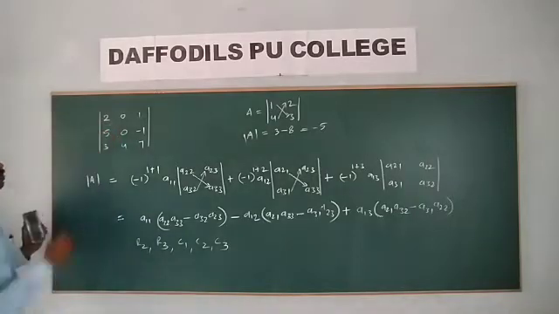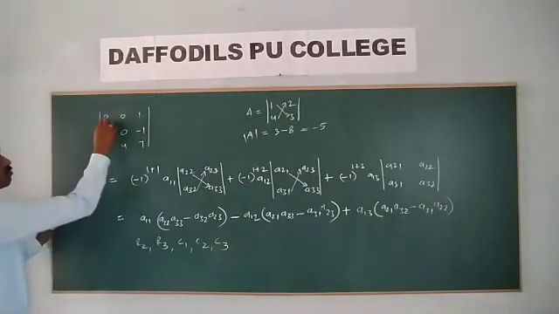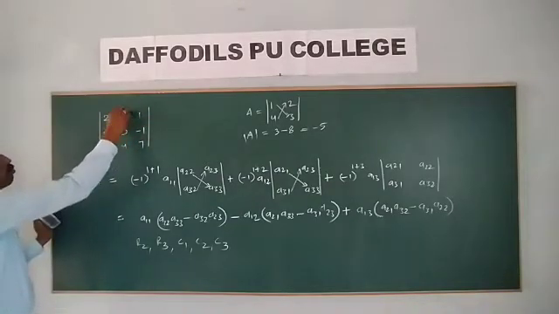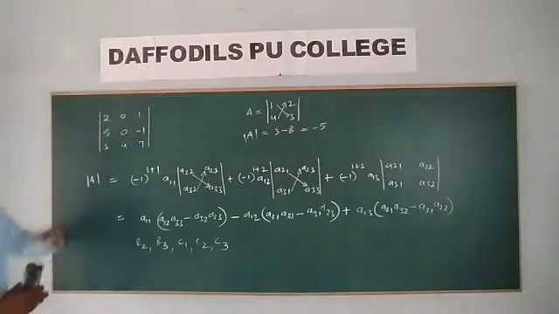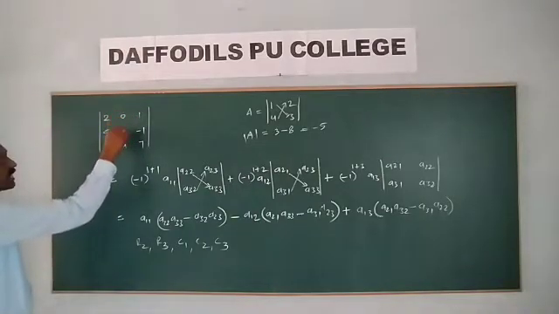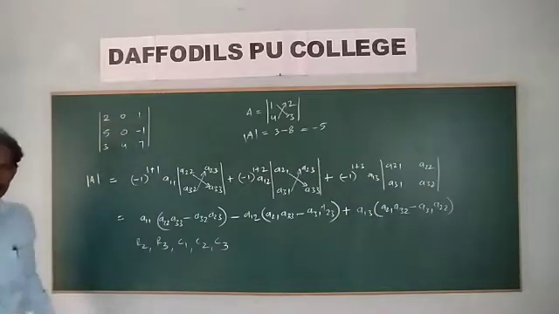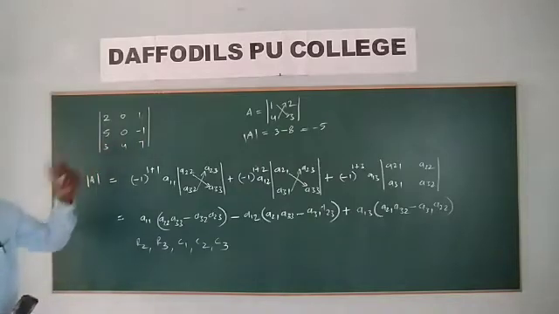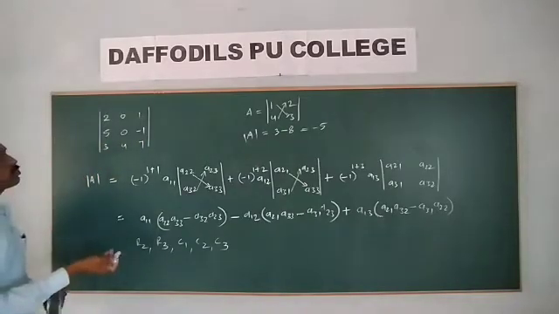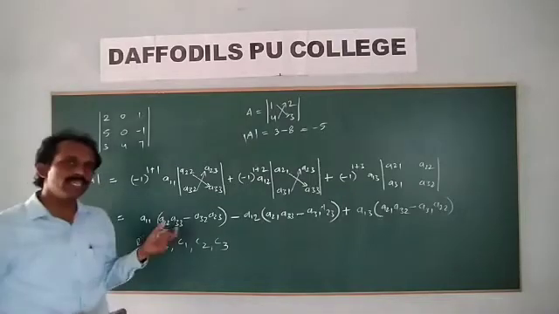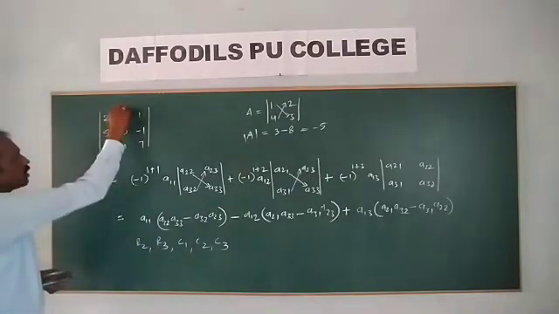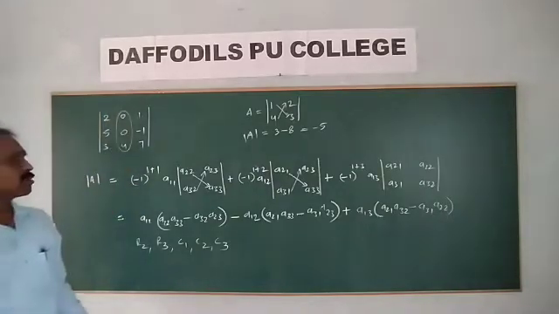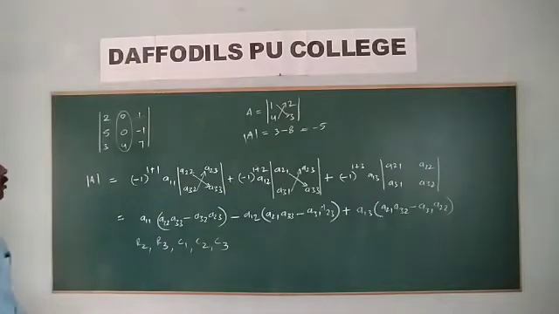For example, this determinant, along the first row, no problem. But in a matrix, where are more zeros? In the second column, 2 zeros are there. In which row or column more zeros are there, it is better to consider that for easy calculation. Choose along the second column, and within a single step we will get the answer. That is the important point.